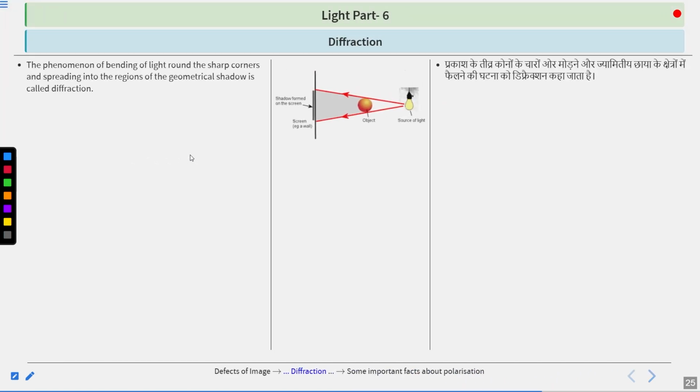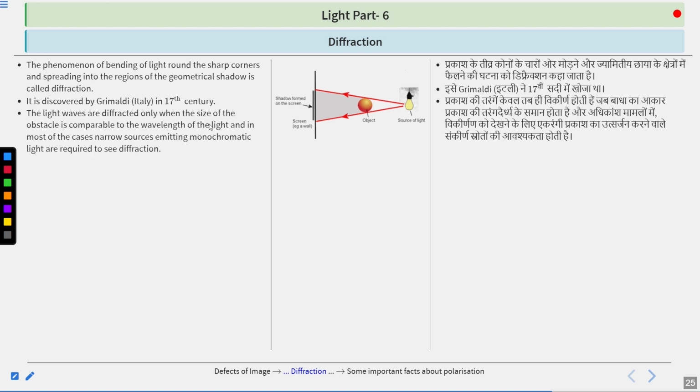Now let's have a talk over diffraction. The phenomenon of bending of light around sharp corners and spreading into the regions of geometrical shadow is called diffraction. It was discovered by Grimaldi, who was in Italy in the 17th century.